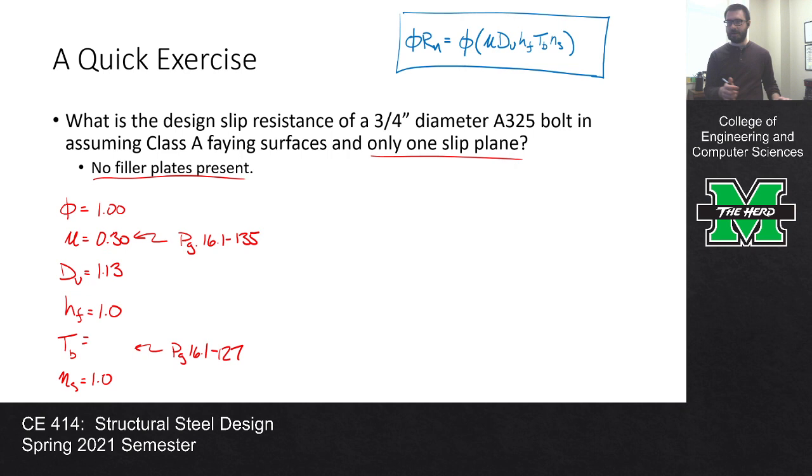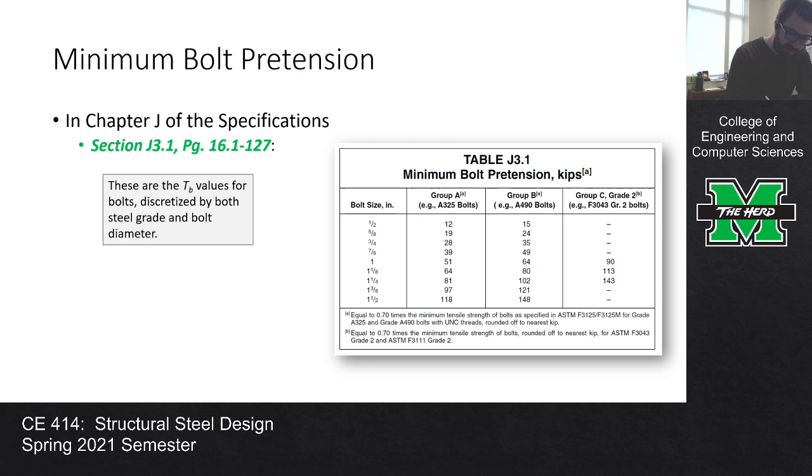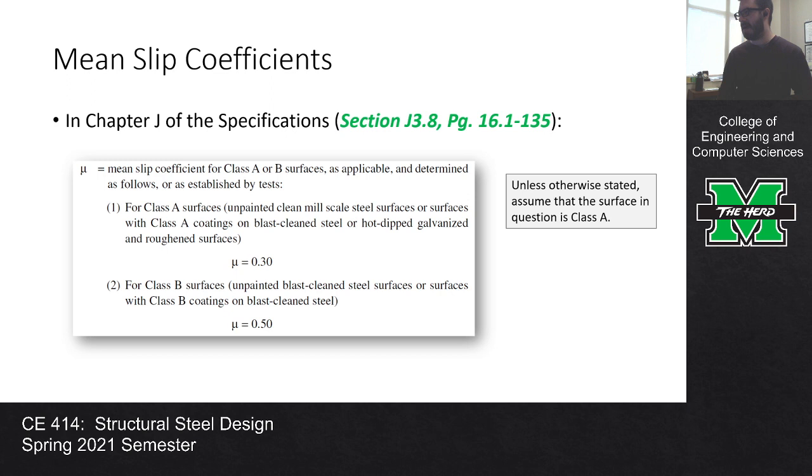So just to make sure everybody's following along with me, I'm going to skip back a couple slides. The minimum bolt pretension, this was a group A 3/4 inch diameter bolt. So Mr. Blizzard got that value right there in 16.1-127. And for the mean slip coefficients, this was class A. So class A mu was 0.3. So with that, we've got everything we need.